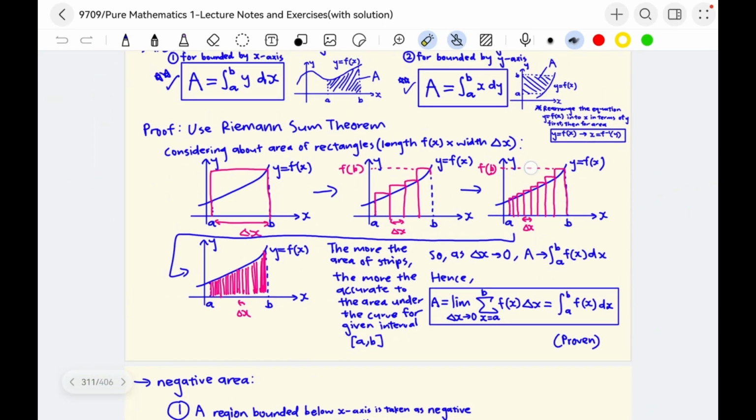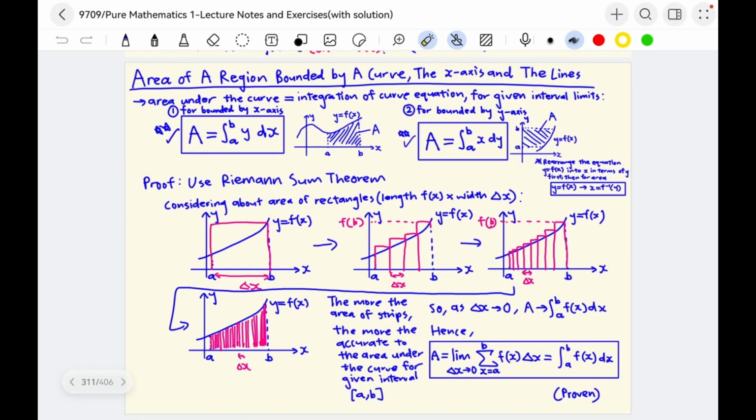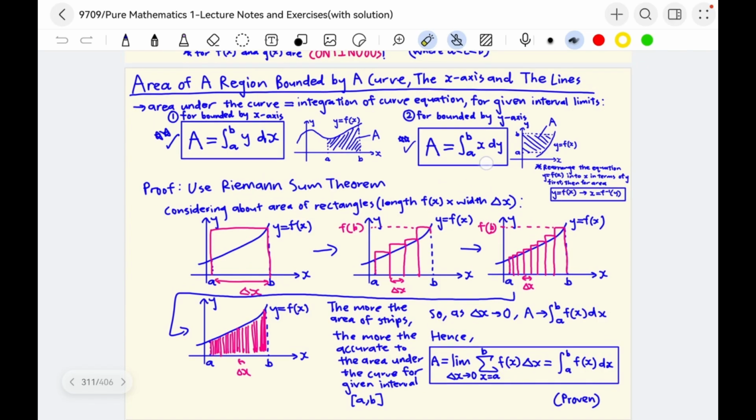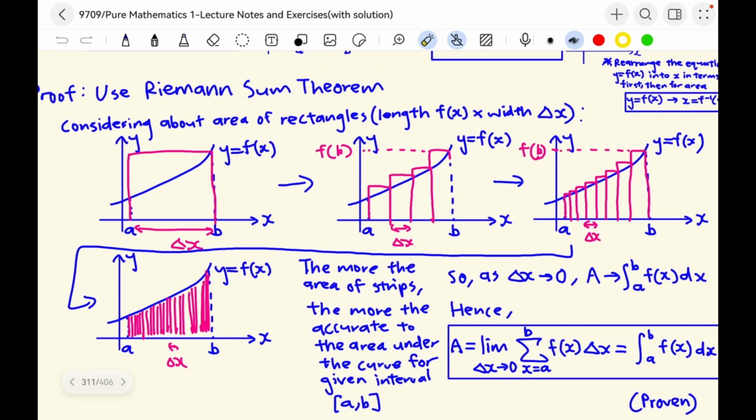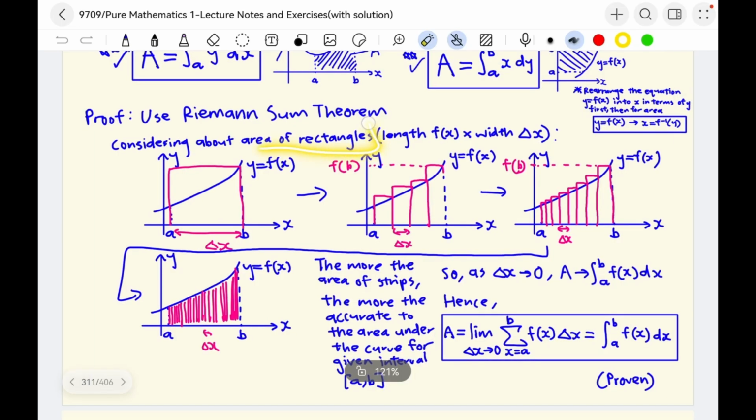So finally, here comes the proof that the area of the region is actually the integration, by using the Riemann sum theorem. Considering the area of the rectangles bounded within the curve, I know each of you will say that it's not accurate at all. Yeah, the error is too much. So what should we do right now?